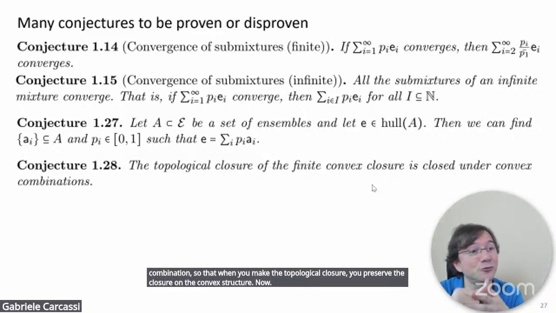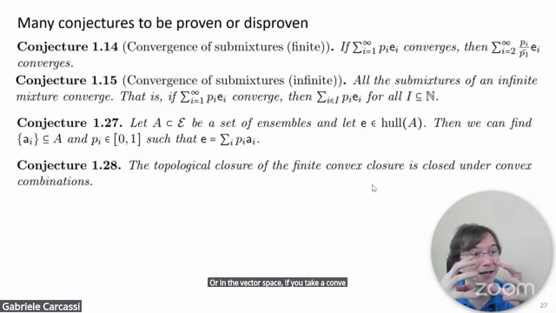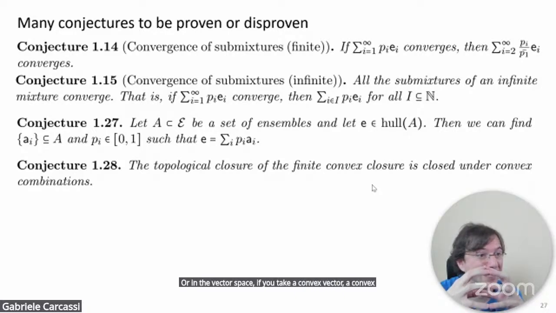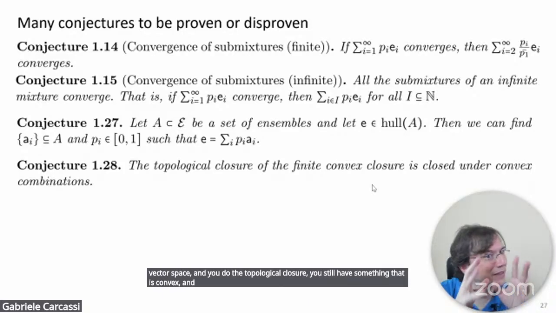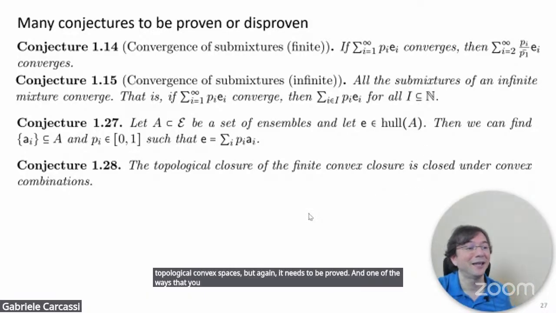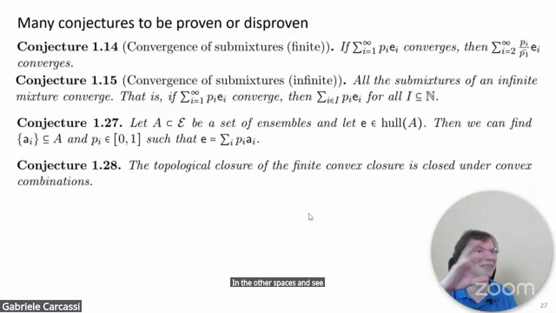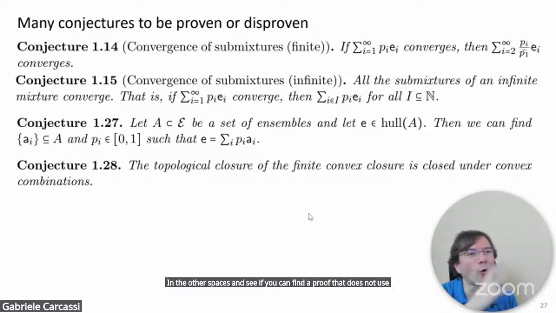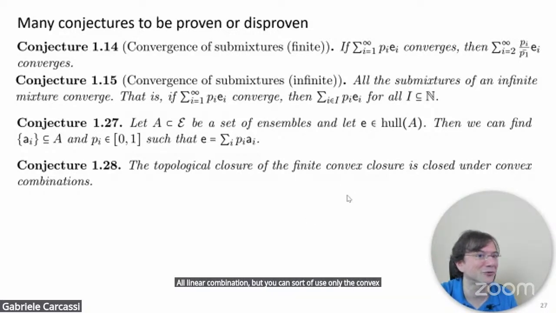Now, this is true in the vector space. If you take a convex subset in a vector space, and you do the topological closure, you still have something that is convex. And so I kind of think that that's going to happen here in topological convex spaces, but again, it needs to be proved. One of the ways that you do it, if you like math, is you go and look at what they do in the other spaces and see if you can find a proof that does not use all linear combinations, but only uses the convex combinations to get the same result.